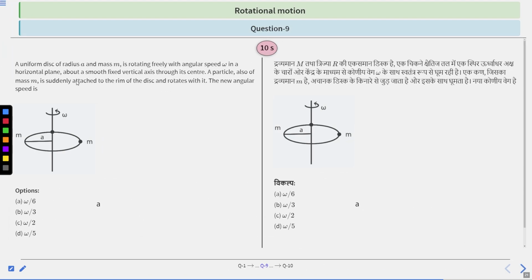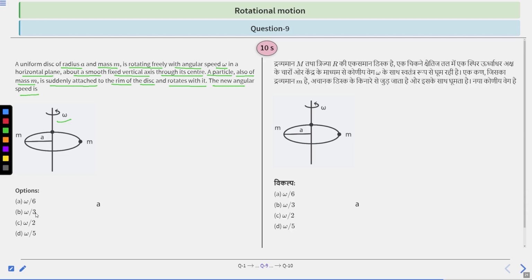Question 9. A uniform disk of radius a and mass m is rotating freely with angular speed omega in a horizontal plane about a smooth fixed vertical axis through its center. A particle, also of mass m, is suddenly attached to the rim of the disk and rotates with it. The new angular speed is what? So suppose this is a disk of radius a, mass m, rotating freely with angular speed omega. The question asks about the new angular speed.